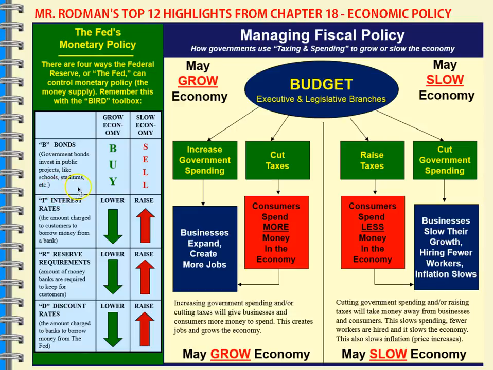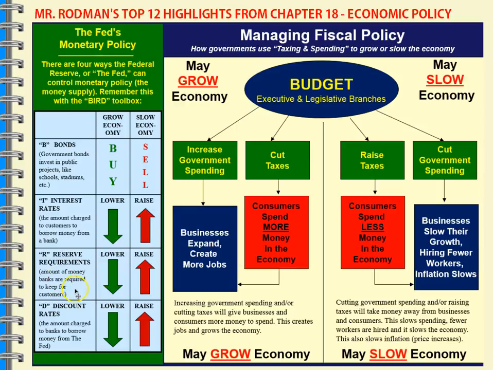So I always tell students, we buy to grow and sell to slow, and that helps keep the economy moving. Buying bonds grows the economy by putting more money back into it, and selling bonds slows the economy down by taking that money out of the economy, keeping consumers from spending it. Now, interest rates are essentially those rates that banks can charge to customers, and those would be lowered to grow the economy and raised to slow the economy down.